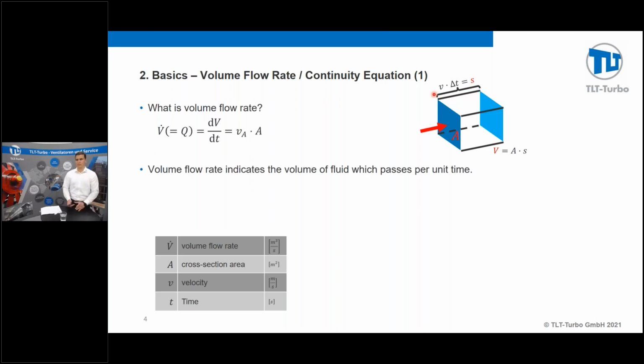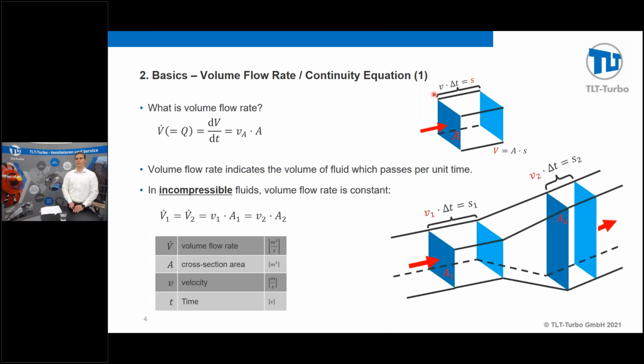So basically, once again, the volume flow rate indicates the volume of the fluid which passes per unit time. And for incompressible fluids, such as, for example, water, we get to the continuity equation, which is basically saying that the volume flow rate is constant in a duct system, no matter what the cross section might be.